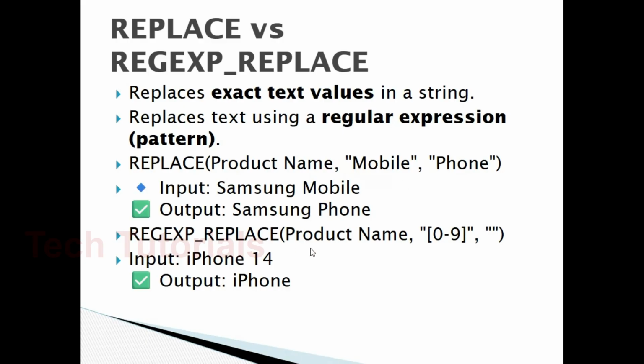Whereas coming to the regular expression, if you give the product name as iPhone 14, right? With the string replace we can give either 1 or 2. But here, if you give iPhone 12 or 13 or 14, whatever it may be, it will remove the last digits, the numeric value, and give only the string value alone. So that is the major difference between the regular replace function and the regular expression replace.